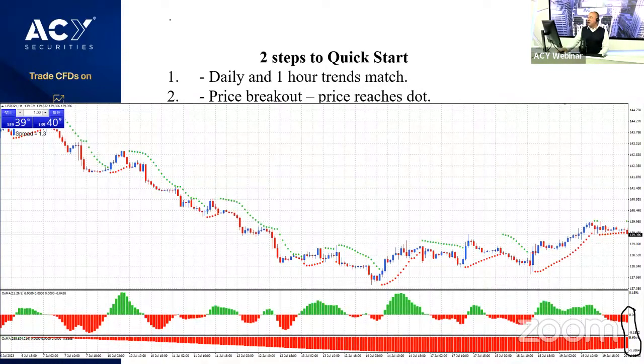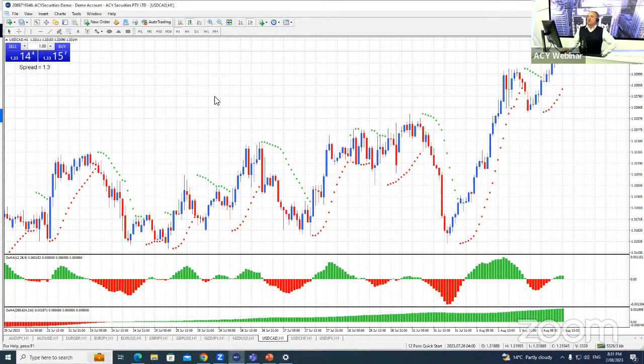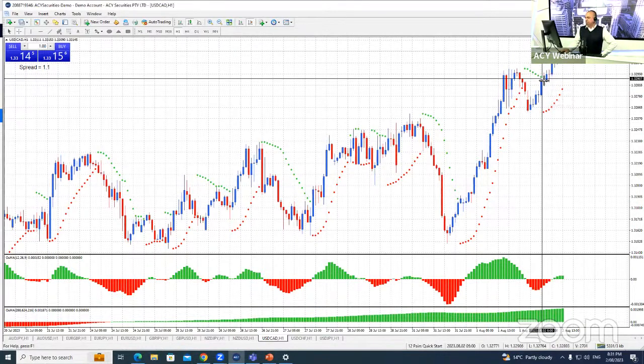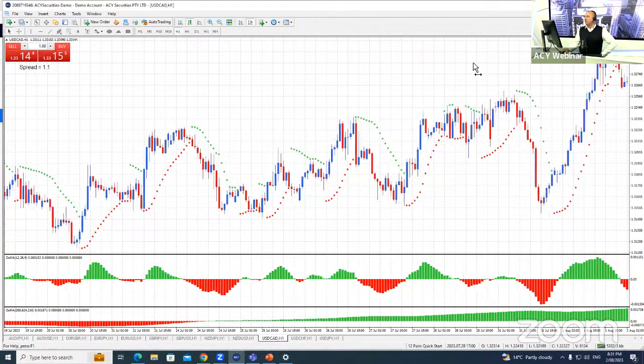So now I'll go in and show you the examples live in the market. So let's go in and have a look at quick start in the market live now. So we'll start with a buy. So a few hours ago, remember this is an hourly candle. So you'll see here, I'll move this back so you can get an idea of how this has just occurred.